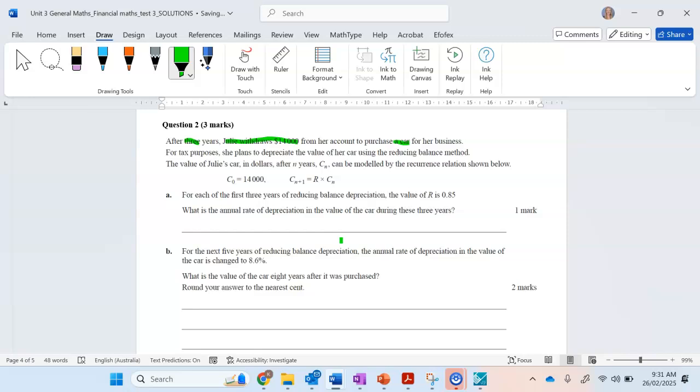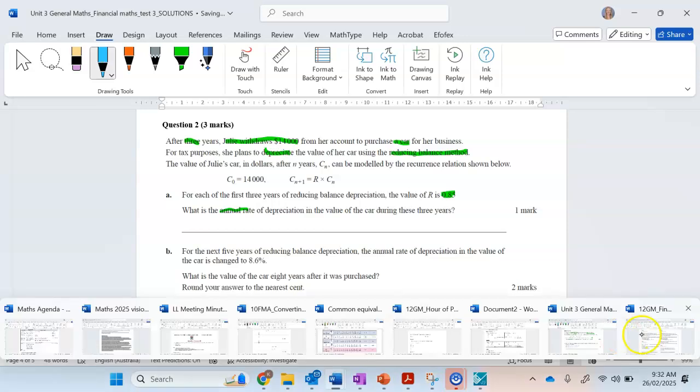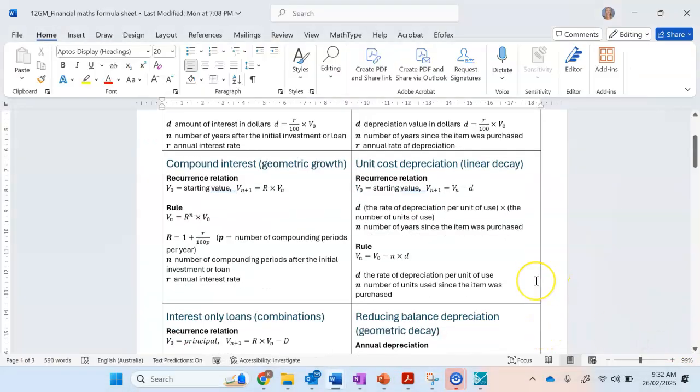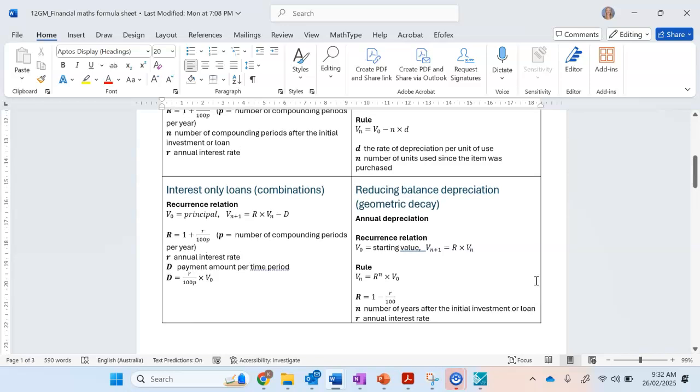For tax purposes, she plans to depreciate the value of her car using the reducing balance method. The value of Julie's car in dollars after n years can be modeled by the recurrence relation. For each of the first 3 years of reducing balance depreciation, the value of R is 0.85. What is the annual rate of depreciation? So getting used to using your formula sheet. This is reducing balance depreciation, and you can see how R is calculated here. R is equal to 1 minus lowercase r over 100, where r is your annual interest rate.